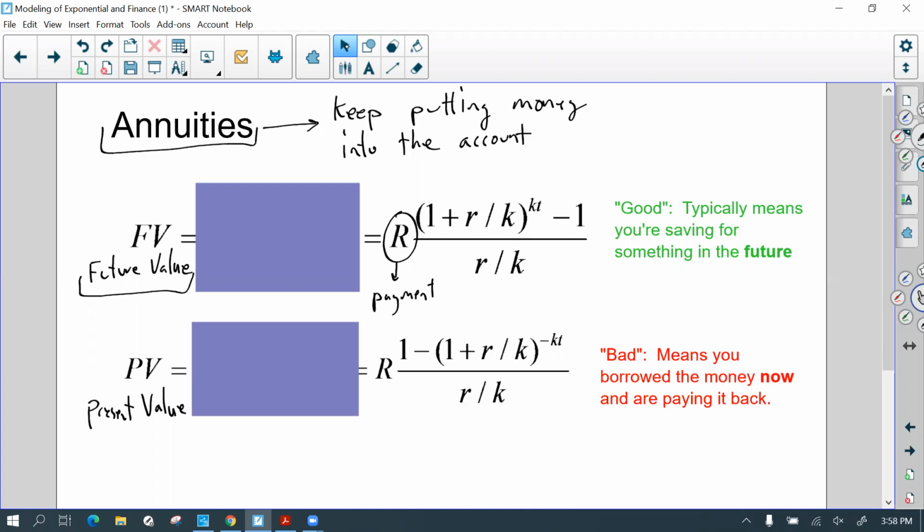But it can also go in reverse. What if you need the money right now? What if you need to buy a house right now and the house costs $200,000? You don't have $200,000. There's no one I know that has $200,000. So you go to the bank and you borrow money, and the bank gives you $200,000 right there, and you buy the house, and now you have to pay off the debt. So R is your payments. It's still how much money you're putting into the account, but you're putting money into the account to kill off the debt, to pay off the debt.